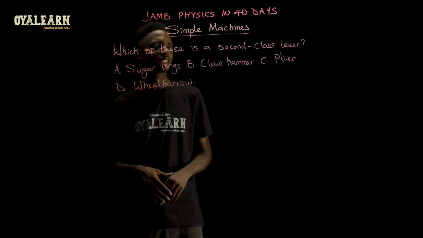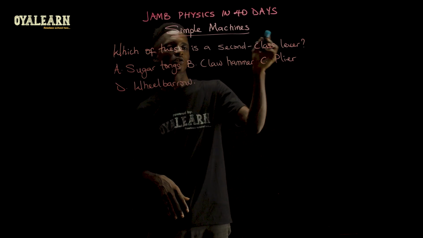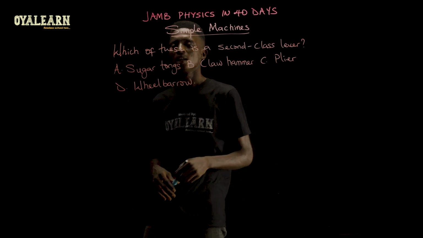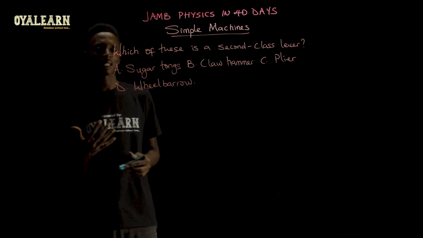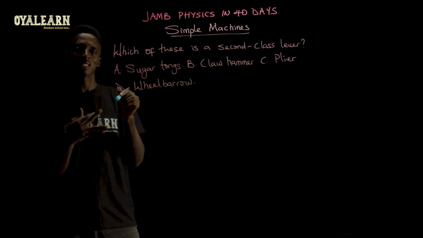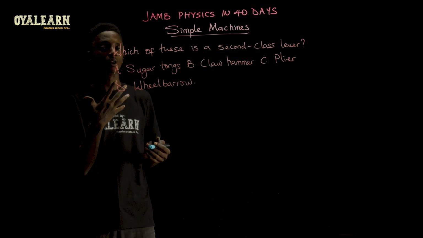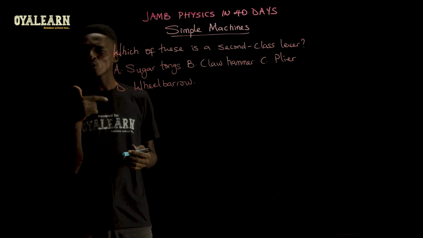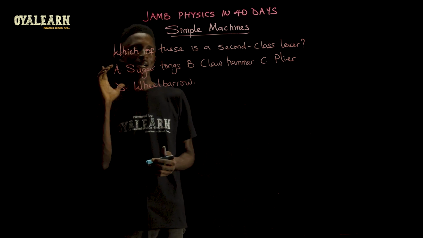Which of these is the second class lever? Now, another name that could be used in place of second class is second order lever, right? And at the beginning of this video, I did mention that for levers, we have three classes or three orders: first order, second order, and third order. And then I gave examples, one example of each. And I told you how to identify whether it's a first order, second order, or third order lever.